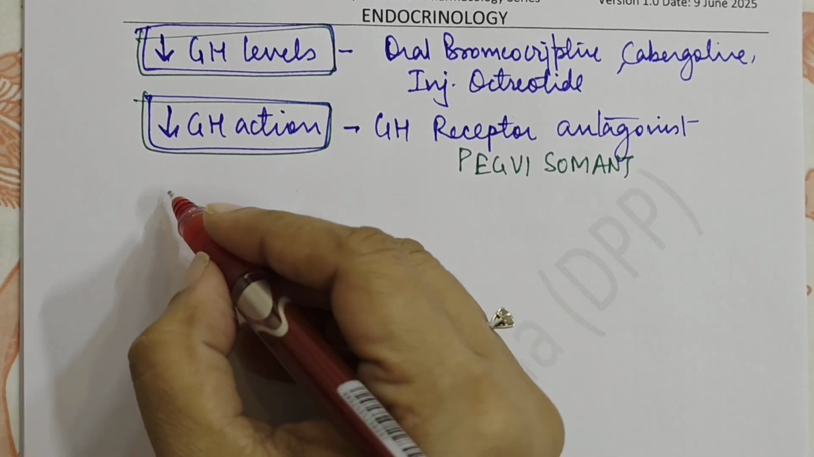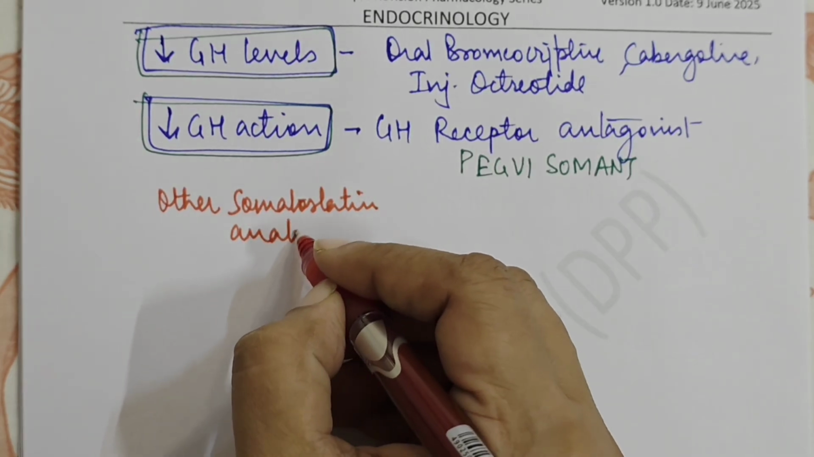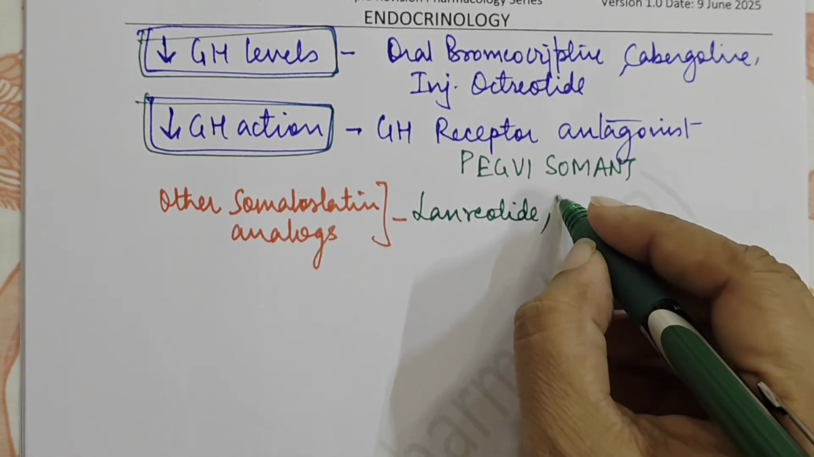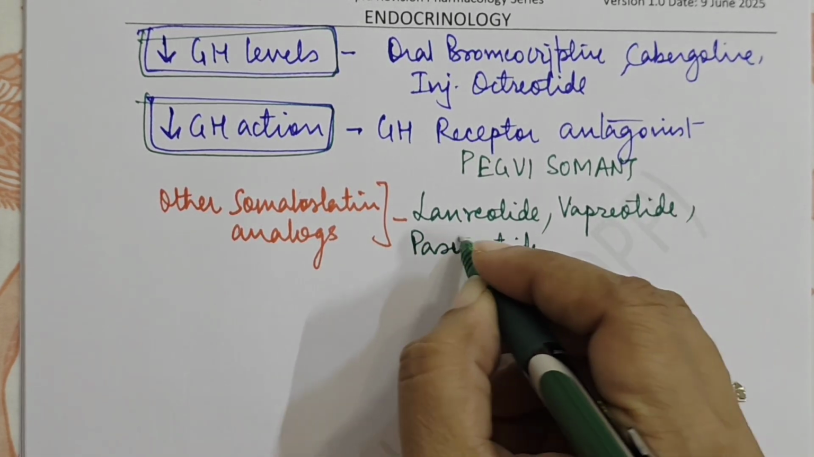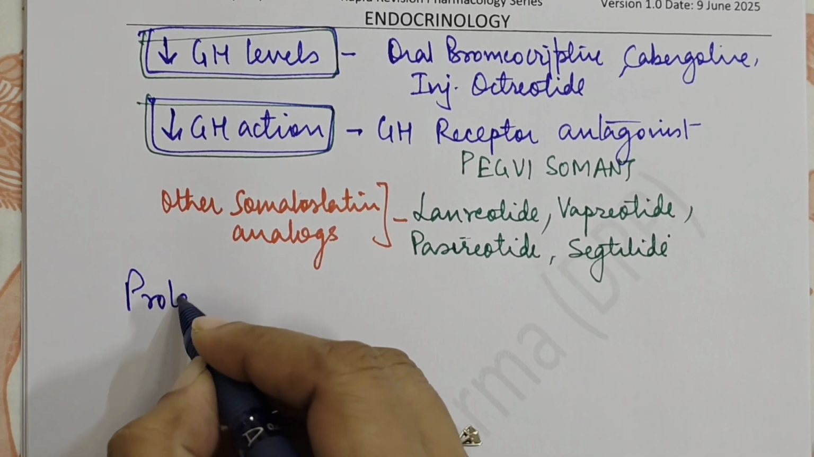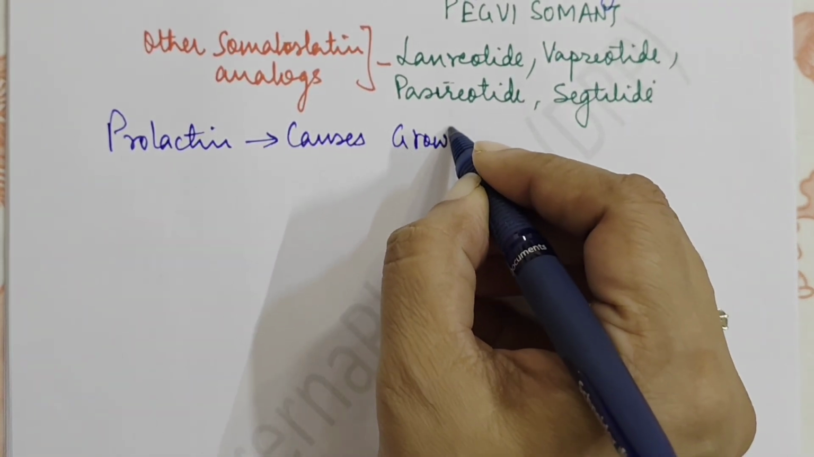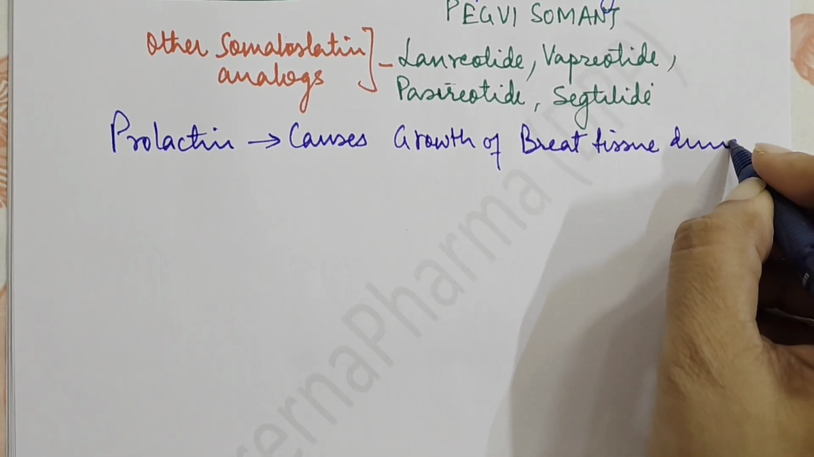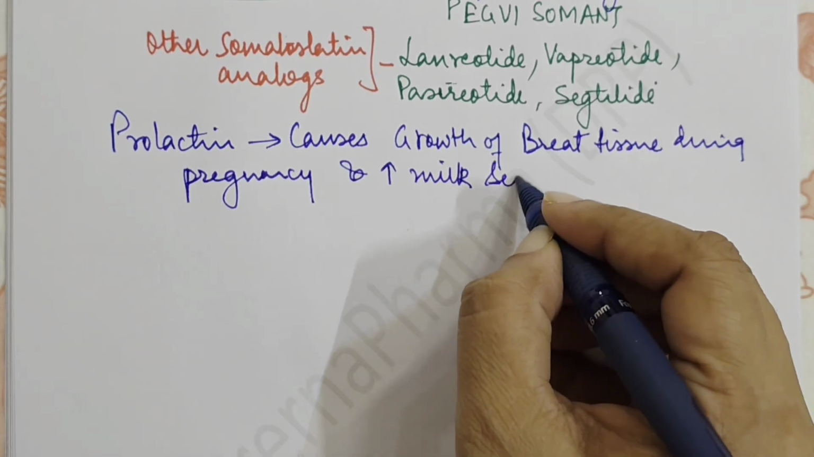Okay. Then other somatostatin analogs, what are their names? Their names are lanreotide, vapreotide, then pasireotide and seglitide. Okay. Now what is prolactin? Prolactin, what does it do? It causes growth of breast tissue during pregnancy and increases milk secretion.